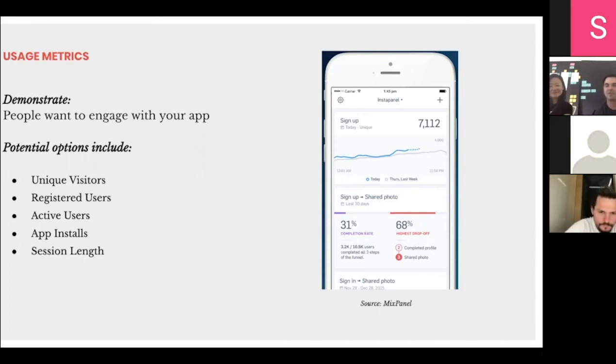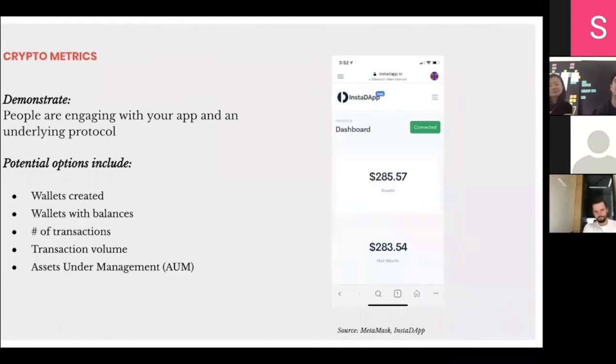And session length is something, I know that services like Facebook and Instagram talk a lot about how long people spend, how many minutes or in some cases hours people are spending with their service on a daily, weekly, or monthly basis. So that's a pretty common metric that you might want to track for the type of app that gets used all the time.